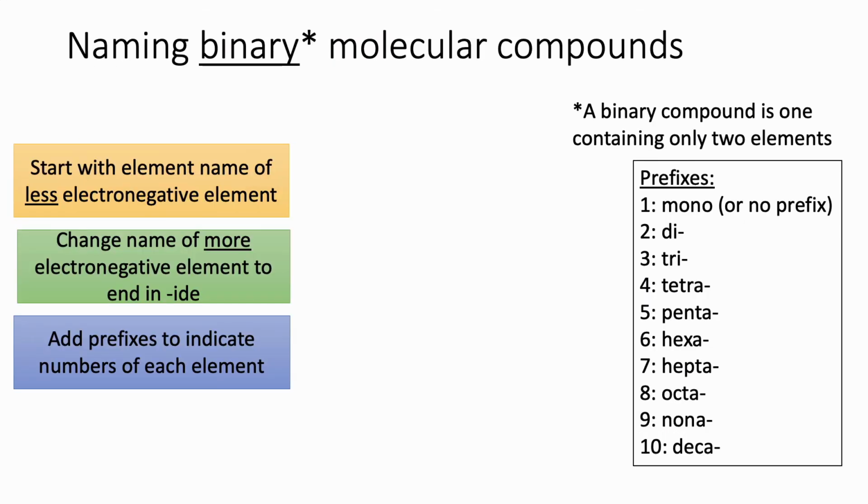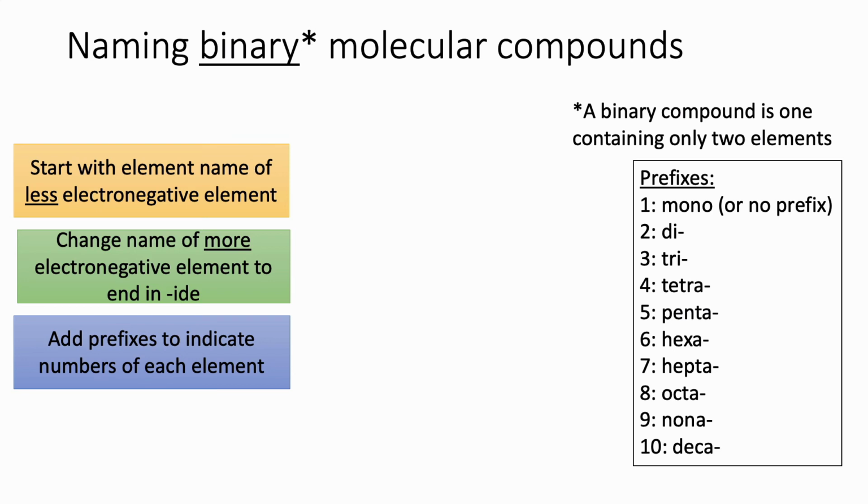Now that you understand how covalent/molecular compounds are formed, let's talk about how we name them. And mostly we're going to focus on naming binary molecular compounds, where binary means it has two elements. That doesn't mean it has two atoms, it means it just has two elements.